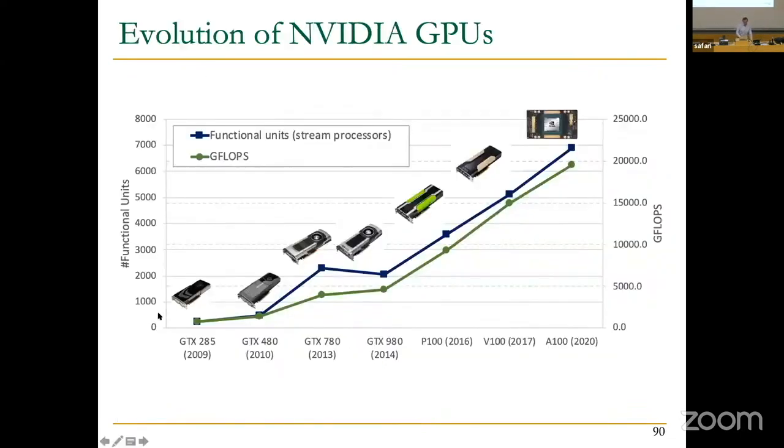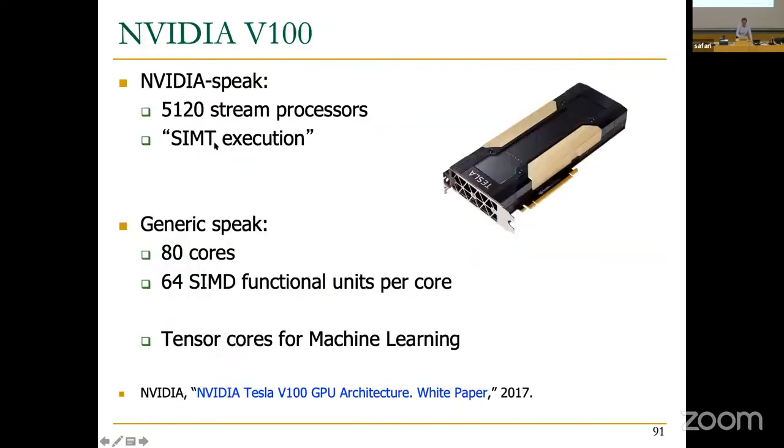So evolution: this is what we saw in 2009, the GTX 285. And this is the number of functional units, and this is the gigaflops. I'm going to change the slide later on. Essentially, it's been increasing. You can see that people have been adding beefier and beefier GPUs. So this is the V100, which is essentially here. They increased the stream processors to 5,120, essentially 80 cores and 64 SIMD functional units per core. Each core is more powerful in terms of SIMD, and you have more cores. And they also added these tensor cores for machine learning, which I will briefly talk about.